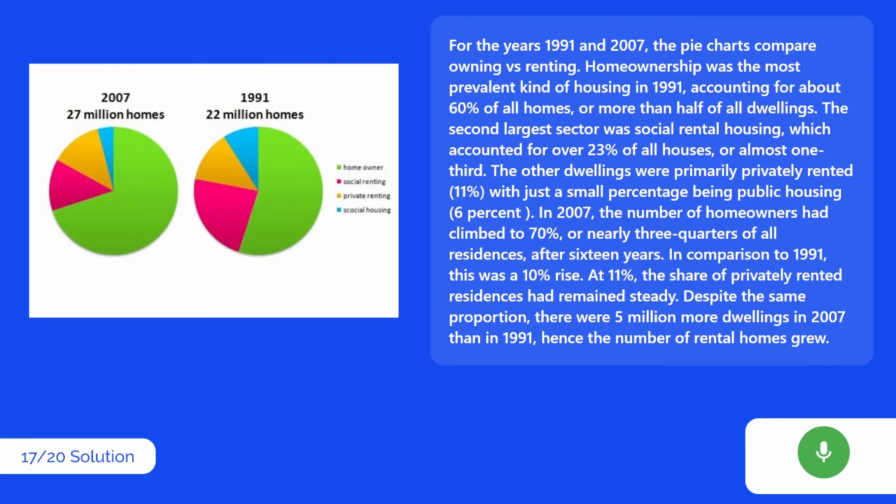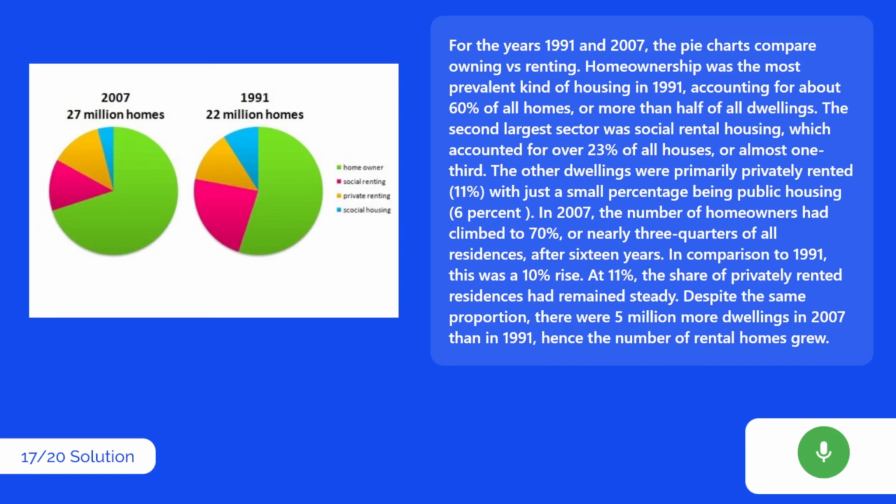For the years 1991 and 2007, the pie charts compare owning vs renting. Home ownership was the most prevalent kind of housing in 1991, accounting for about 60% of all homes, or more than half of all dwellings.